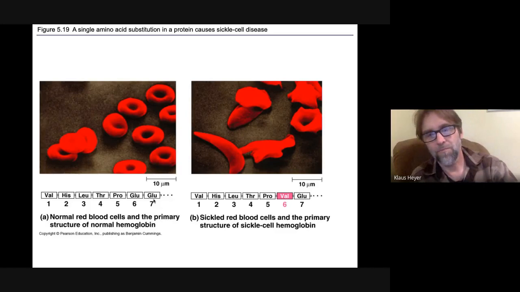All right. So anyway, the sixth amino acid is off.